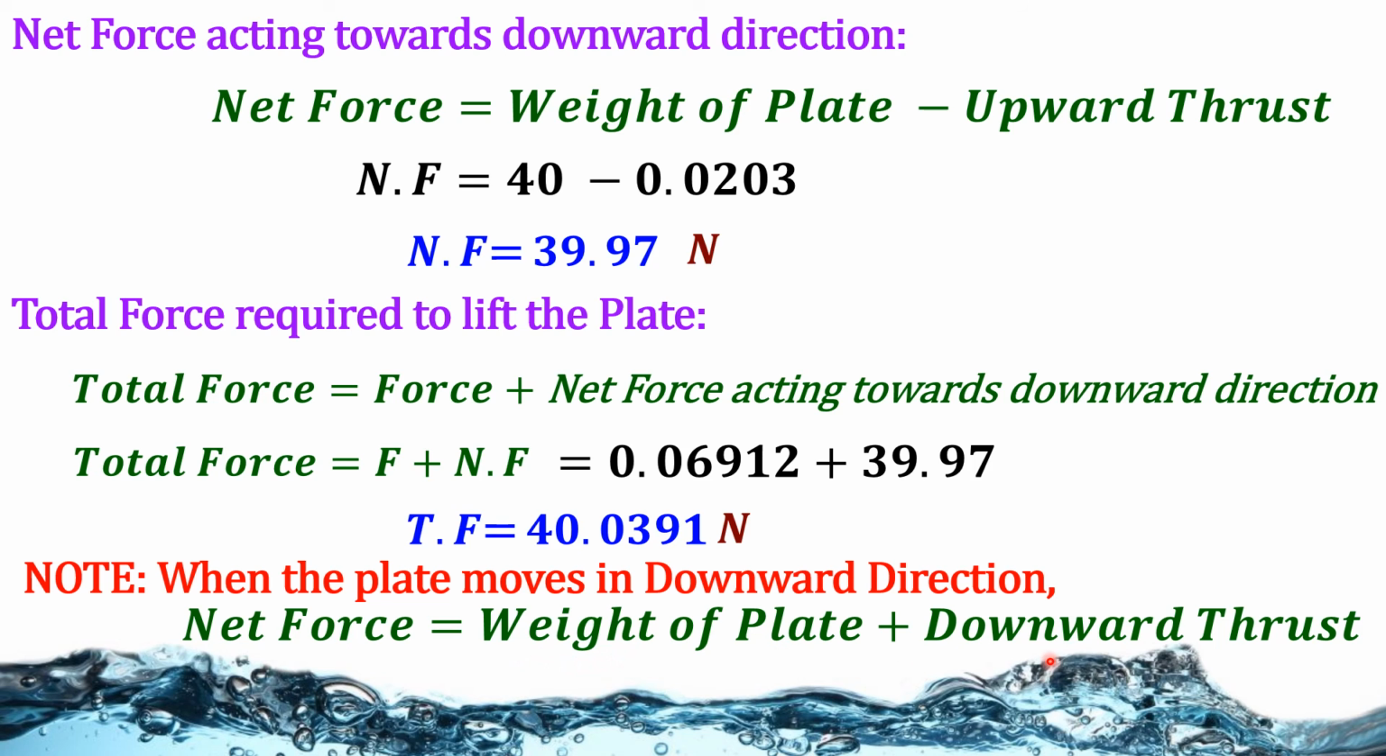Note, when the plate moves in the downward direction, the net force formula changes to weight of the plate plus downward thrust. Over here, since it moves in the upward direction, we say weight of the plate minus upward thrust. If it moves in the downward direction, then net force is equal to weight of the plate plus downward thrust.